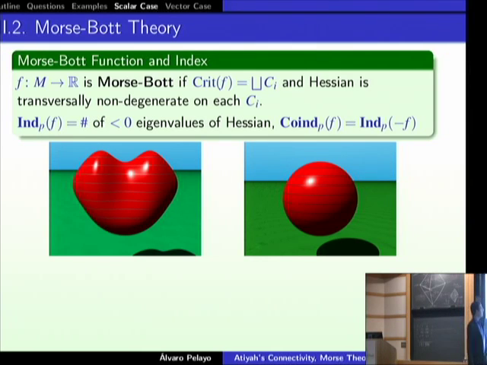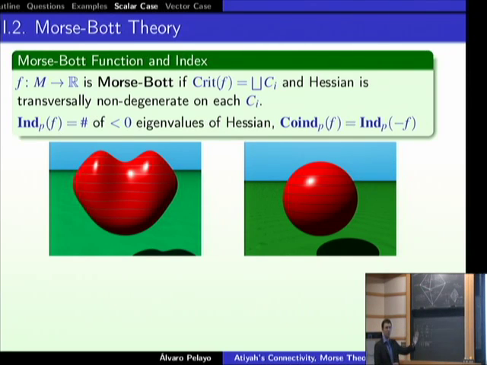The index of this critical point here, because this locally looks like negative x squared minus negative y squared, is 2, and the same here. And here it is 0, because this locally looks like x squared plus y squared. And here you have two critical points. On one of them, the function looks like x squared plus y squared. On the other one, it looks like negative x squared minus y squared.